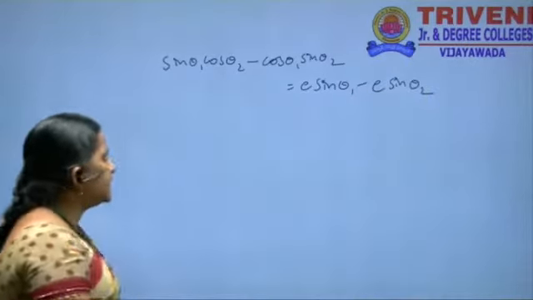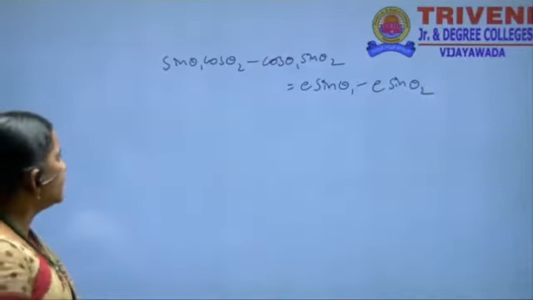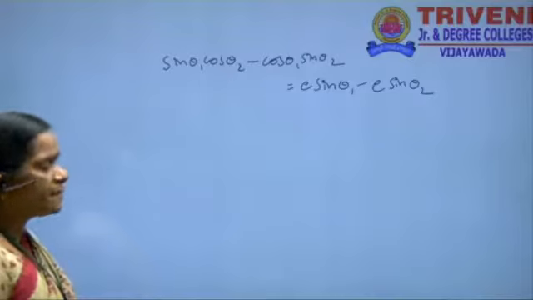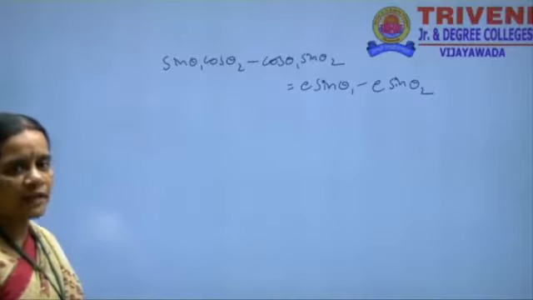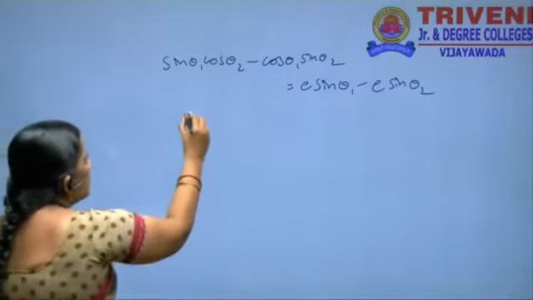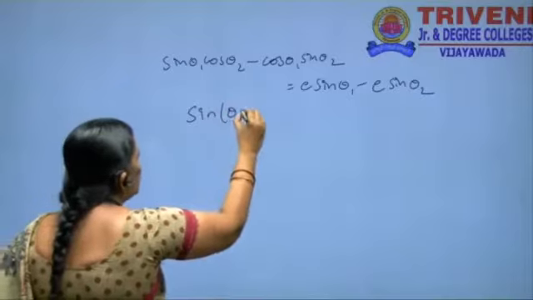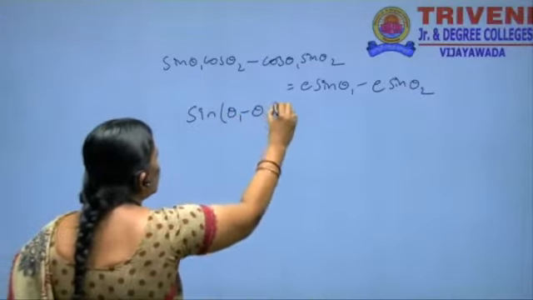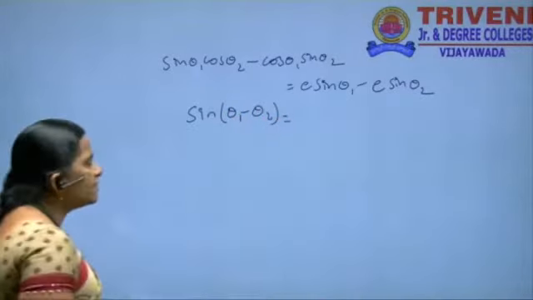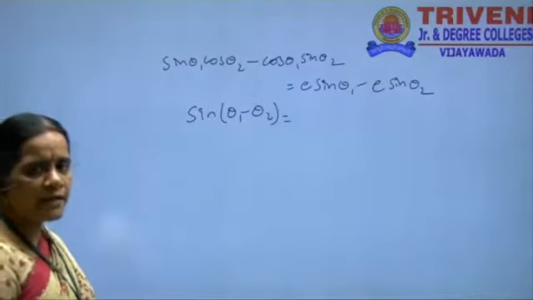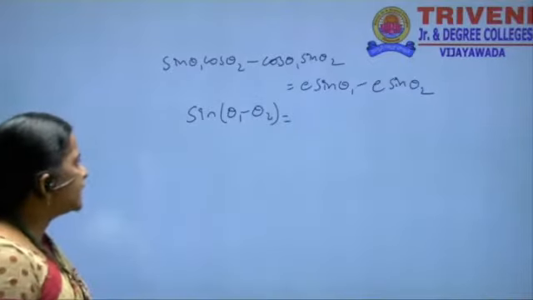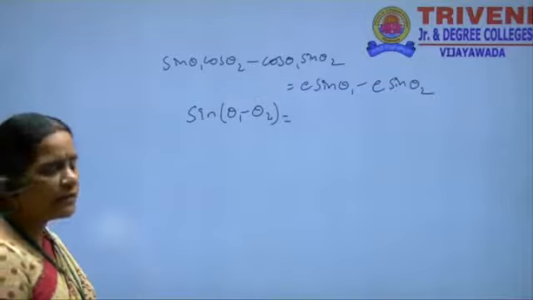Okay, and then in the LHS part, what is the formula here? Sin A cos B minus cos A sin B is sin of A minus B. That is sin of theta 1 minus theta 2. Again, in place of A and B we have theta 1 and theta 2. That's why I am writing here sin of theta 1 minus theta 2.